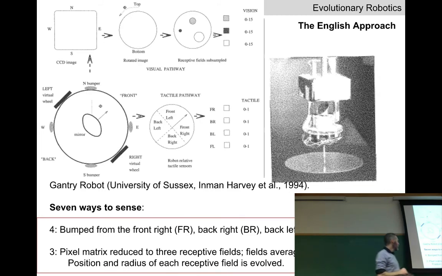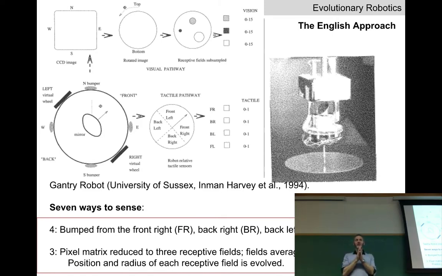Okay. So they take this pixel matrix and they reduce it to what's known as a receptive field. You have the same thing in your visual system. There's part of your entire visual field that you're more receptive to. The fields are averaged to this brightness value, and then the position and radius of these three circles is evolved.